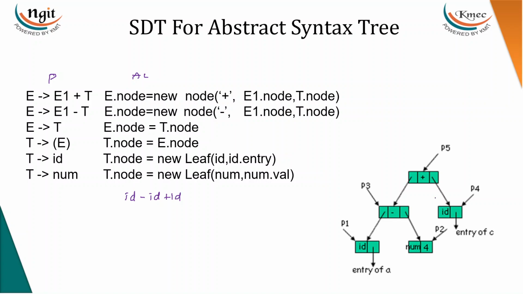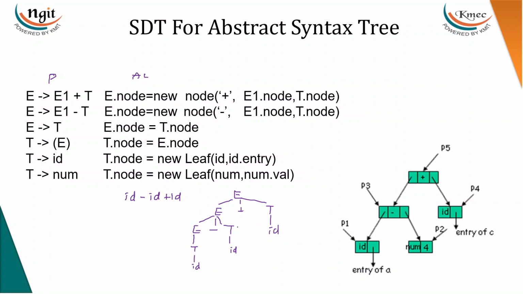You can take the same example we took here, or if you want to go with another one, that's your wish. Then let me construct the parse tree for it. First you have to do that. So E derives E plus T, and T derives ID. In the same way, E derives E minus T, and T derives ID. And E derives T, T derives ID. That is ID minus ID plus ID.